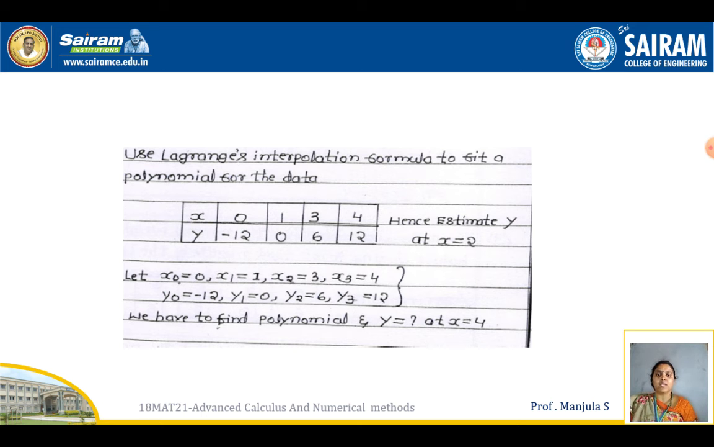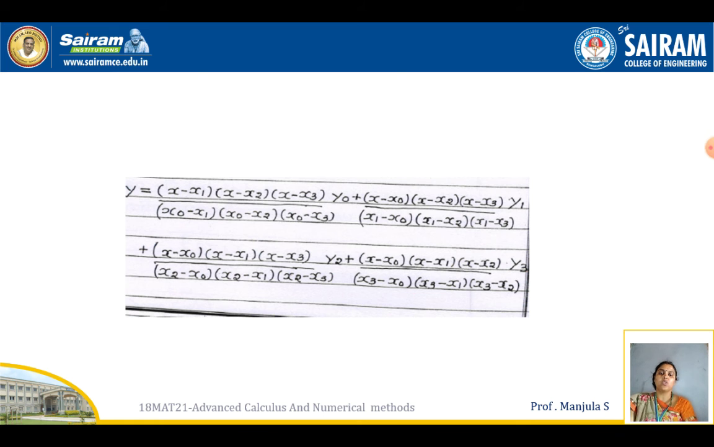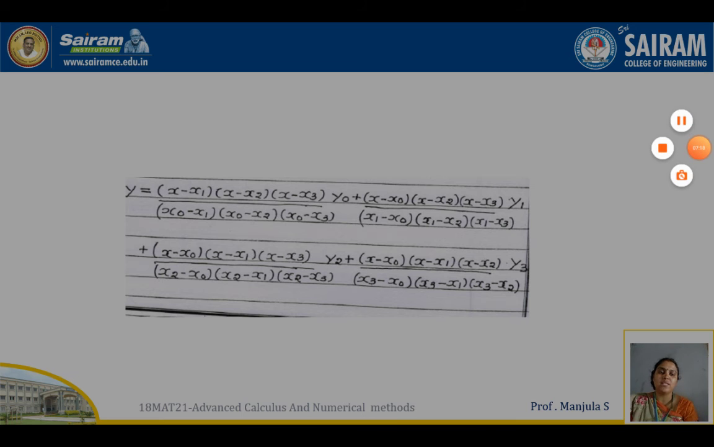Okay, first the given values of x and y, you just name them. So x0 is 0, x1 is 1, x2 is 3, x3 is 4 and y0 is minus 12, y1 is 0, y2 is 6 and y3 is 12. We have to find the polynomial and then the value of y at x equals 2. So one by one we'll find out. First we should write the formula here. Now we'll see this formula.